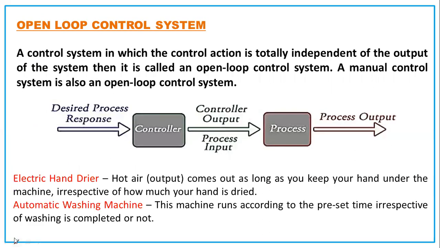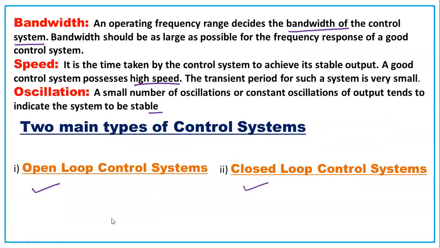An open loop control system is a control system in which the control action is totally independent of the output. We give one input, and whatever we are giving, we get an output. It is independent of the output, so it's called an open loop system. A manual control system is actually an open loop. So you have two types of control system, open loop and closed loop. Similarly, you have manual and automatic also.